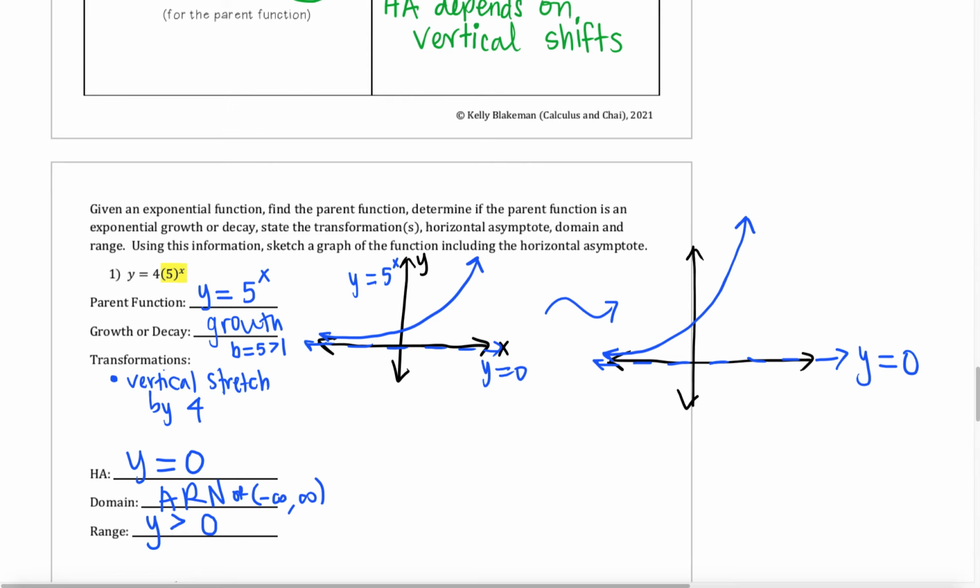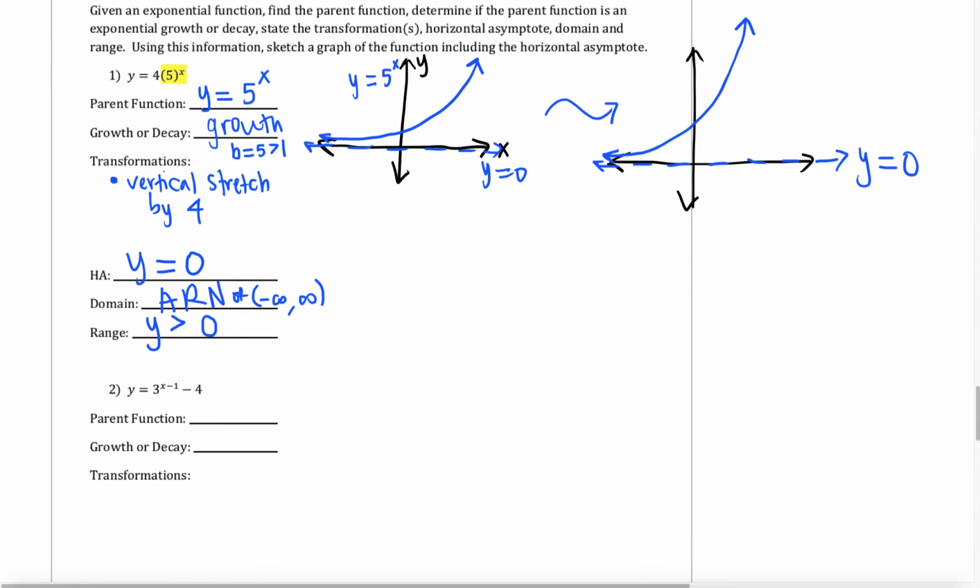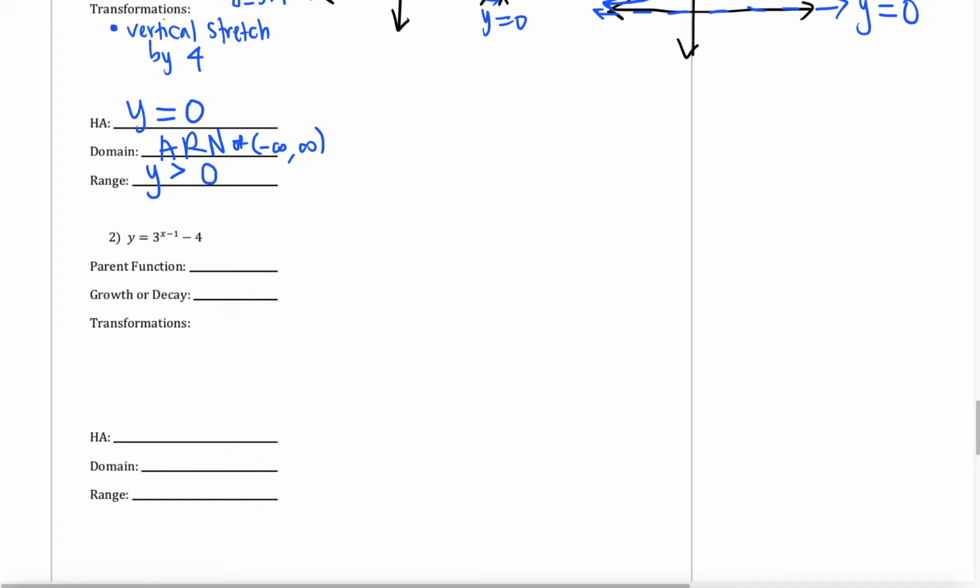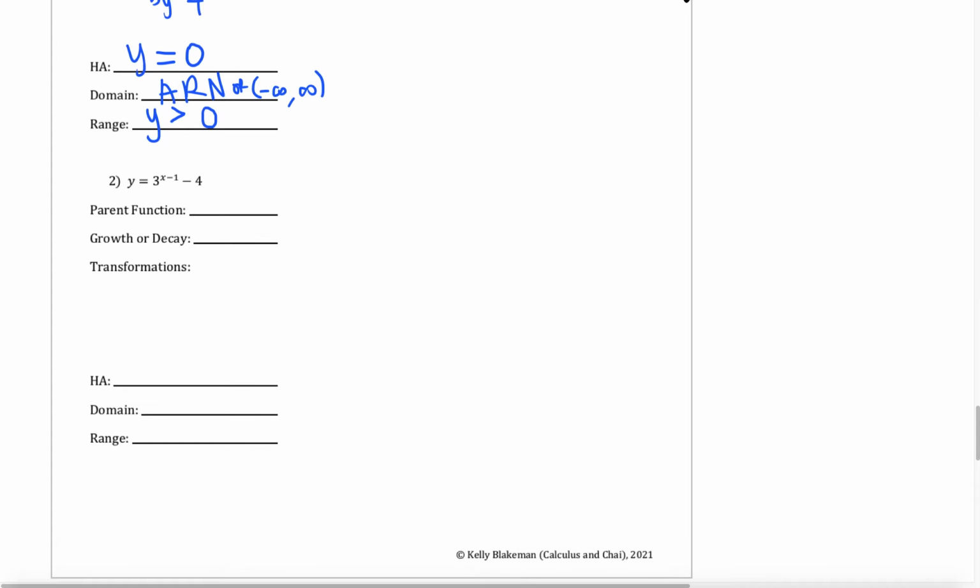Okay, let's look at another example. So here we have y equals 3 to the x minus 1 minus 4. Why don't you guys pause the video right here and decide on what your parent function is.